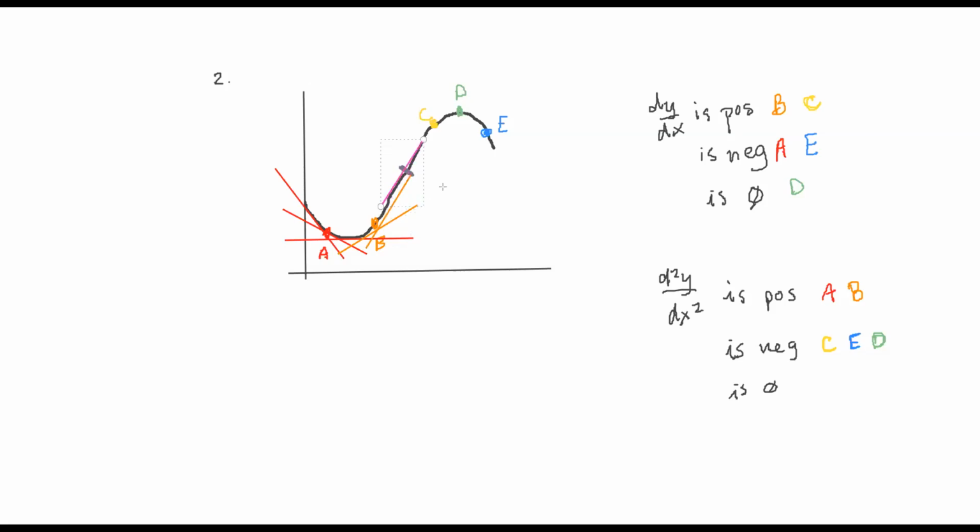Right? Because after this point, it starts getting smaller, less positive, rather. And then we get to the point where it is zero. And then it is negative. And then over here, it would be even more negative. Does that kind of make sense? Yes. Okay. Thank you.